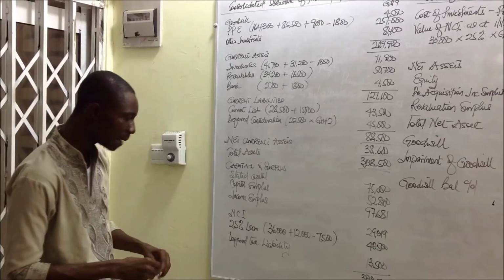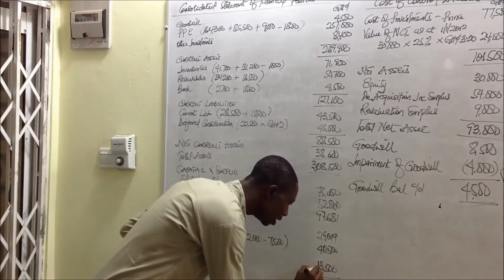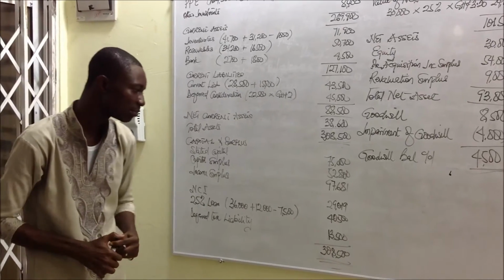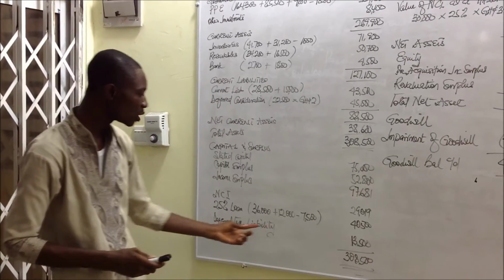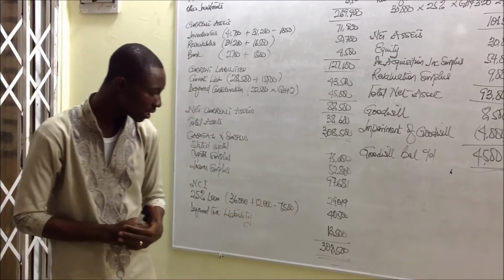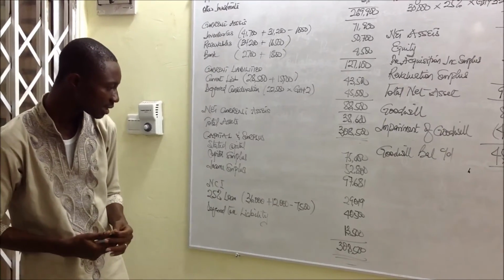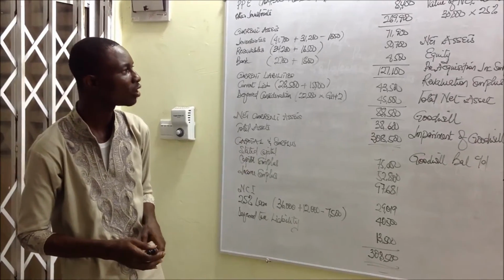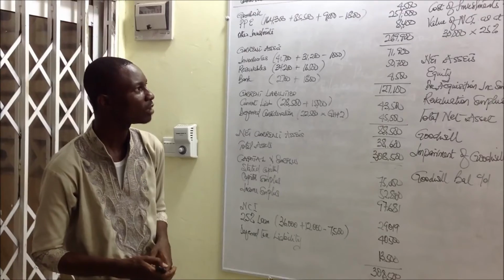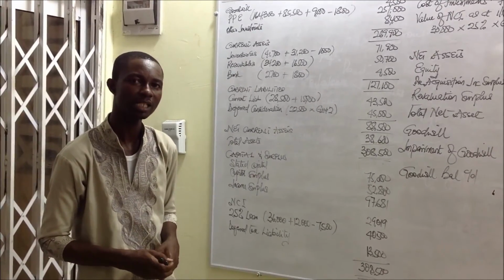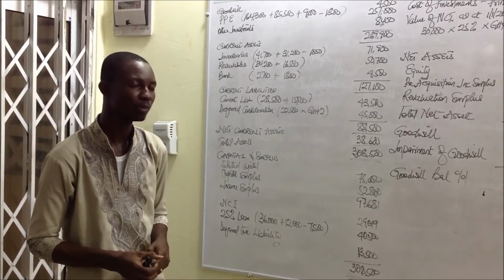Deferred tax liability, the amount was given for only parents. We don't have deferred tax liability for sub. If there were something like that for sub, we would have added to that of the parents. So after everything, we put it together, and the total we have there is 308,500. So this is how to present your financial statement, where the question is limited to the statement of financial position.